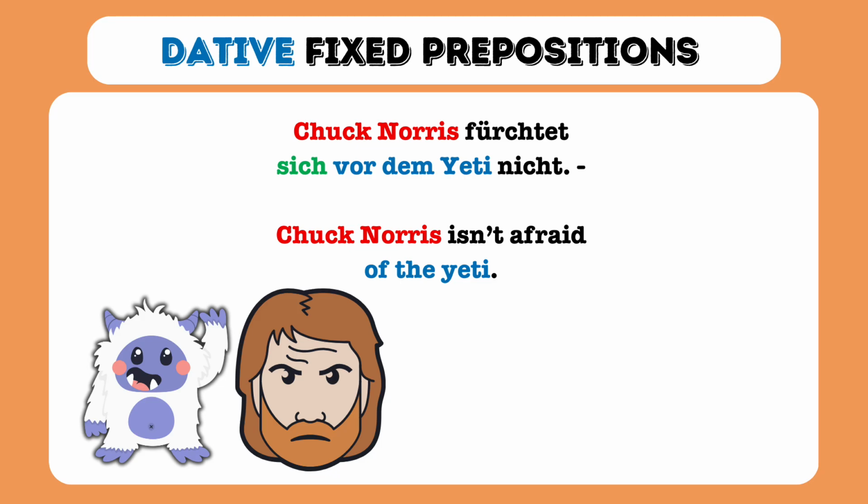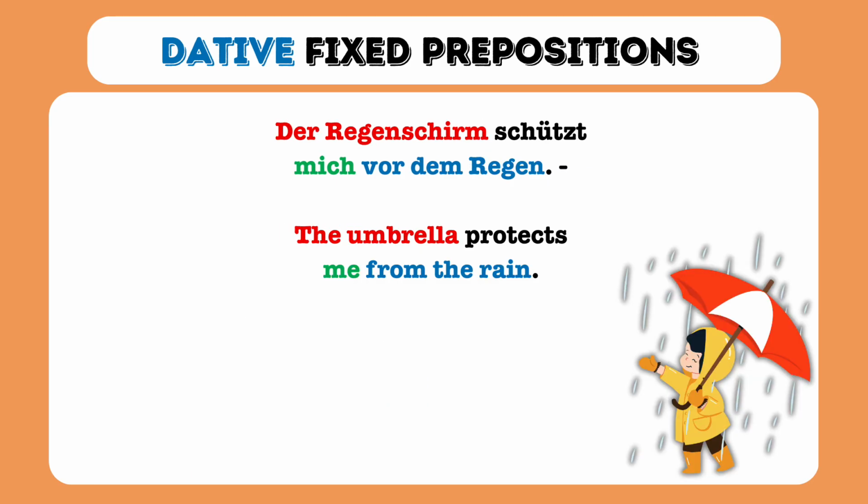Chuck Norris fürchtet sich vor dem Yeti nicht. Chuck Norris is not afraid of the Yeti. Der Regenschirm schützt mich vor dem Regen. The umbrella protects me from the rain.